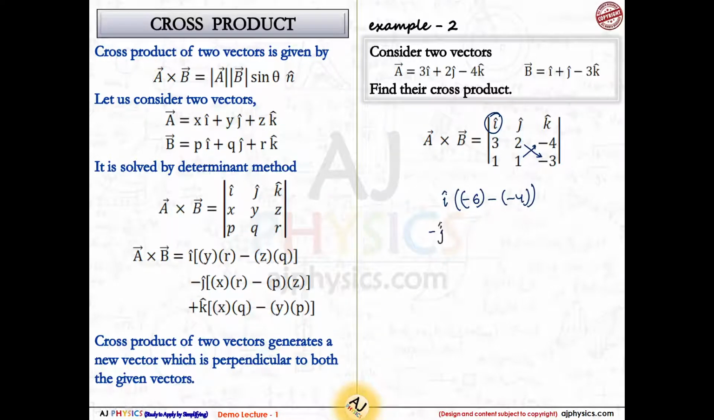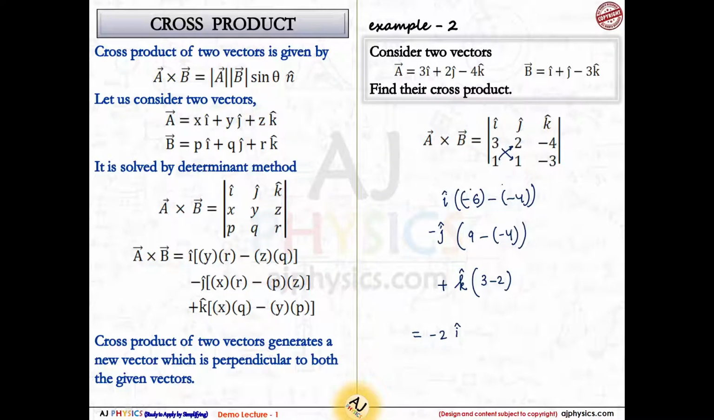Then for j cap, it would be 3 multiplied by minus 3 and 1 multiplied by minus 4. So this will be 9 minus of minus 4. And then it would be k cap, which will be 3 multiplied by 1 and 1 multiplied by 2. So this will be 3 minus 2. Okay, so just add them and write this vector. So this will be minus 6 plus 4. This will be minus 2 I cap.